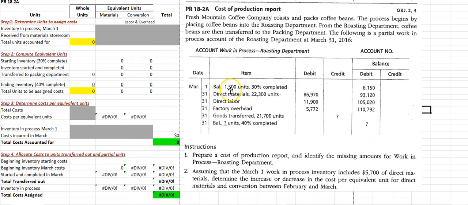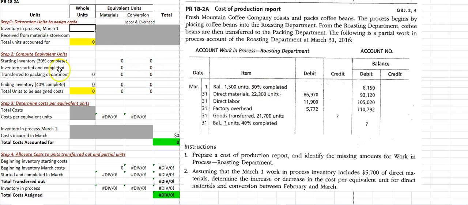So I had 1,500 units that were transferred from the prior month, right? And in the prior month, the company incurred 6,150. They weren't transferred, I'm sorry. They stayed in the roasting department from the prior month. The roasting department had completed 30% of its work on it, so it needs to complete another 70% of its work on it, right? So the cost that these were allocated from prior month was 6,150, and now we have to give them the remaining costs from this current month, right?